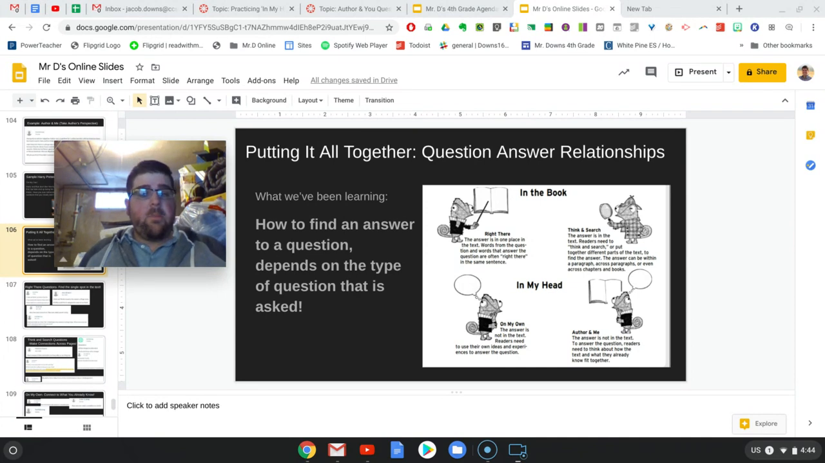So we've learned about two groups of questions: those found primarily in the book and those found primarily in your head, although you always use both. You're always going to use the book and your head, but some questions use more of the book and some use more of your head. We answer those different types in different ways. Within the book questions, there are right there questions and think and search questions. Within my head questions, there are on my own and author and me questions.